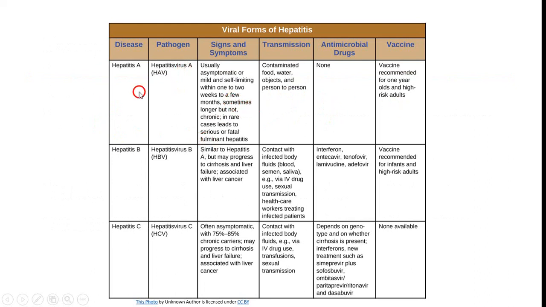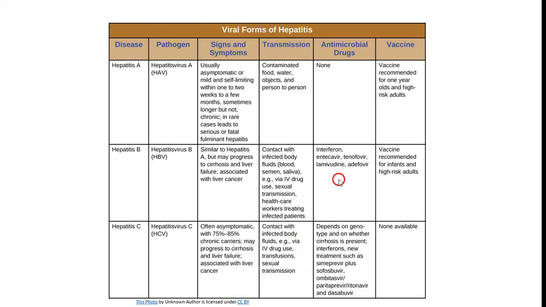So, just a quick chart on A, B, and C, recognizing that A is usually asymptomatic or mild, so people don't always recognize it. You are going to get that when transmitted through contaminated food or water. You just treat the symptoms if you happen to notice them, but there is a vaccine for Hep A. Hep B is generally more acute, even though at times it can go to chronic. If it goes to chronic, it can lead to cirrhosis, which means the biggest treatment would be a liver transplant. But generally speaking, it's not going to be chronic.